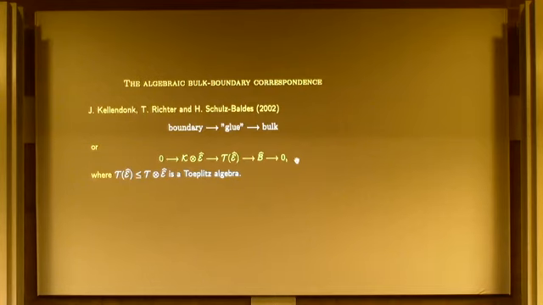And what Kellendonk, Richter and Schulz-Baldes did, I think I've got the date slightly wrong because there's an earlier paper in 2000, is this: if you want to consider bulk and boundary of a material, then what you can do is take the boundary and glue it to the bulk. And it's the Toeplitz algebra which provides the glue, in just the way that with the disk and the circle, somehow the Toeplitz algebra was sticking one onto the other.